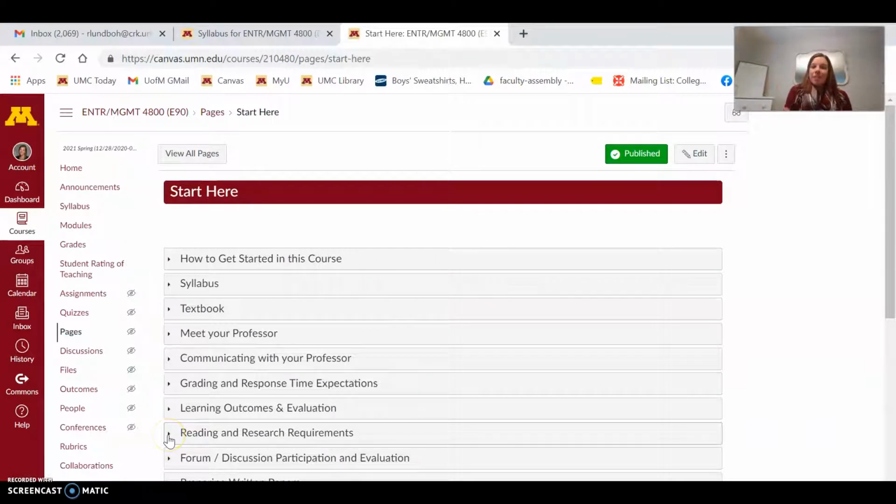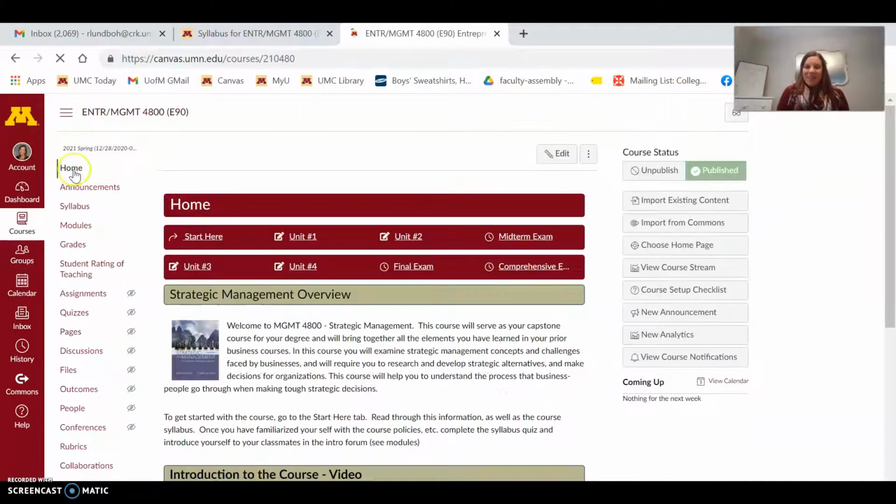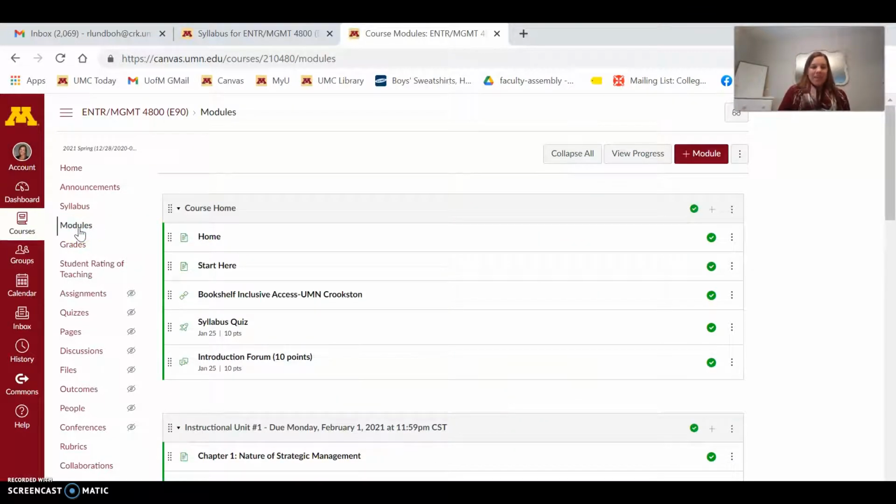Make sure you read through the syllabus and then go through this information so you're familiar with what the expectations in the course are. Next, you can either navigate to the home page, you can get into any of the units or the modules right here. Otherwise, you can click on modules. All right, so try to make it easy.